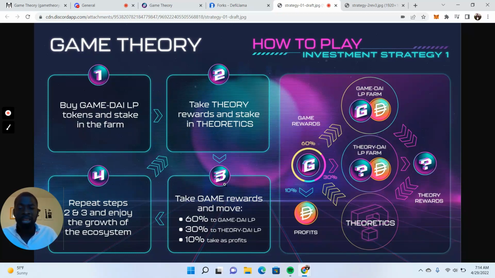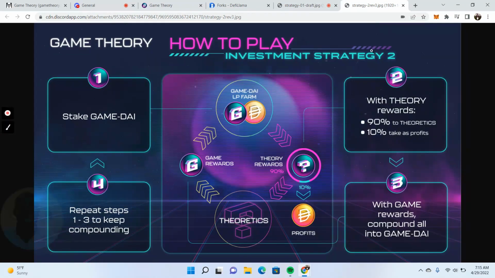Step three, in theoretics, you'd be printing those game rewards. Take 60% of them and put them into the game DAI liquidity pool, 30% put them into the theory DAI liquidity pool, and take 10% as profits. And then you go back and repeat steps 2 and 3 in this cycle. What that means is that your investment in the protocol will constantly be growing. So you get to benefit from the protocol growing over time, but you're also able to take profits as well.